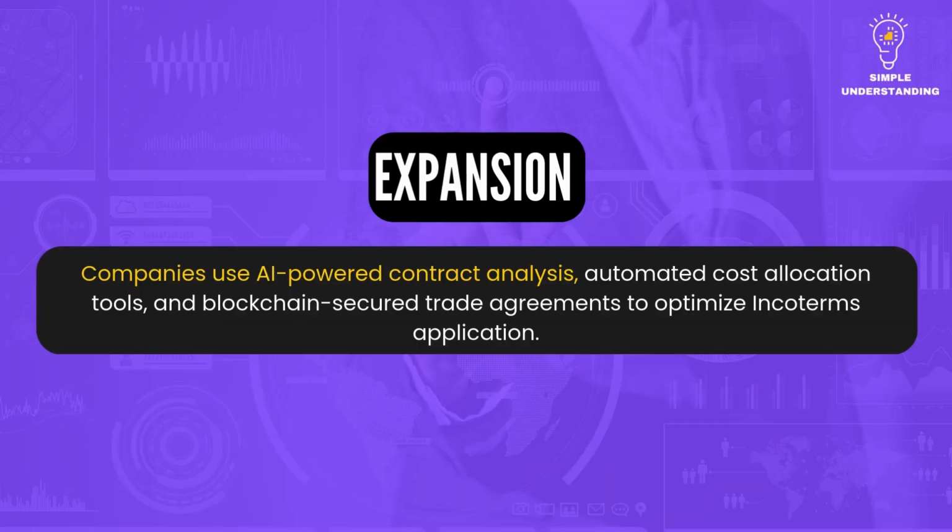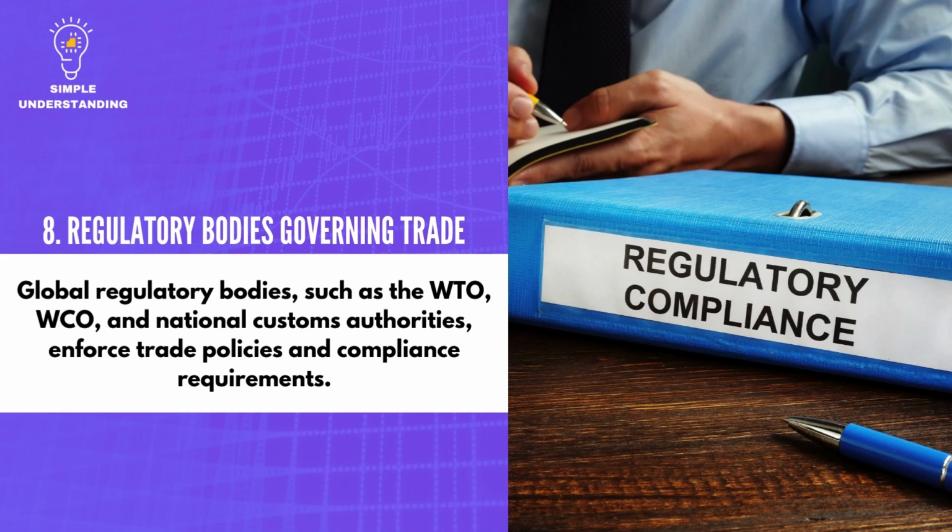Expansion: companies use AI-powered contract analysis, automated cost allocation tools, and blockchain-secured trade agreements to optimize Incoterms application. 8. Regulatory bodies governing trade. Explanation: global regulatory bodies such as the WTO, WCO, and national customs authorities enforce trade policies and compliance requirements.